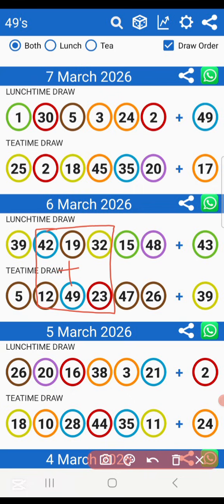Great, let's add 42 plus 19 plus 32 plus 12 plus 49 plus 23. You get 177 plus the bonus 43. You get 220. So 220 is our answer, right?